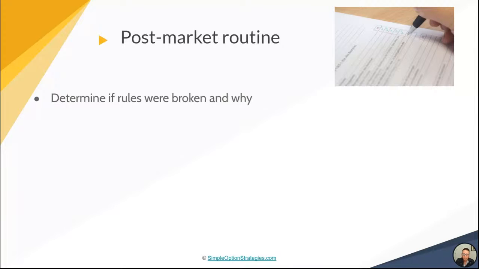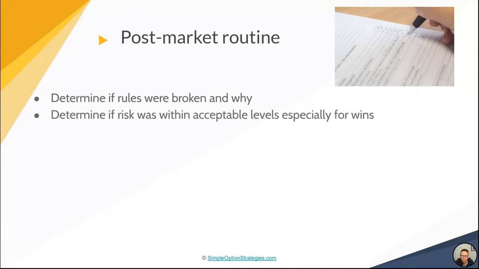I've experienced it. Okay. Determine if risk was within acceptable levels for wins. Because even if you win, and you're still breaking your rules, it creates an area of complacency, and you don't want to be complacent when you're trading. You want to stick to your rules. Okay, determine if losses were within acceptable ranges.